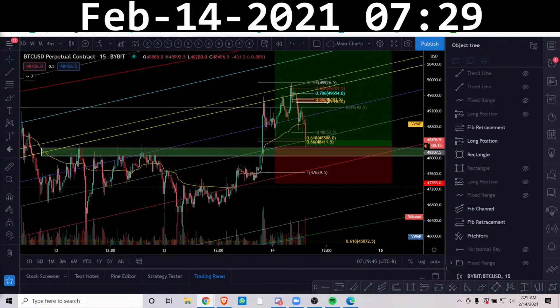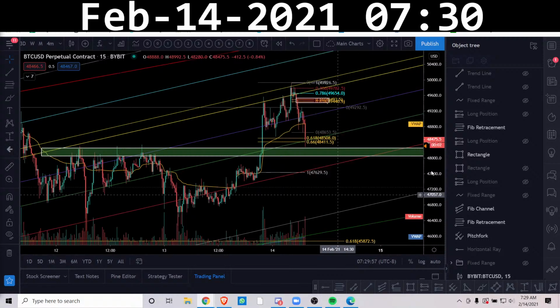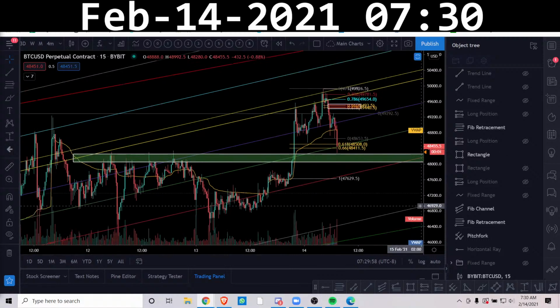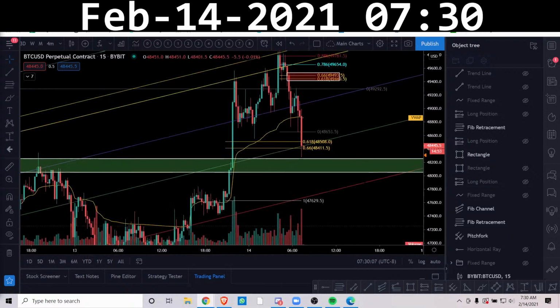For my scalp trade, I'm holding my breath because I don't want to get stopped out. But yeah, on the swing, it's looking okay. We just touched the previous day high. So yeah, I want to see buy volume coming in right now with a lot of positive delta.